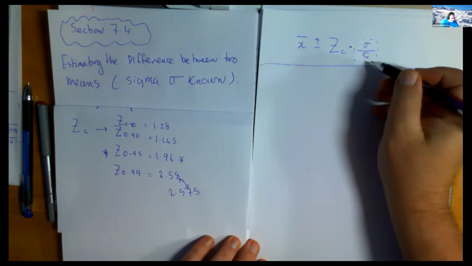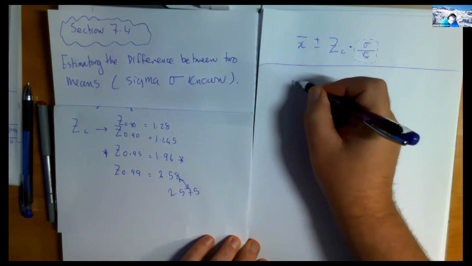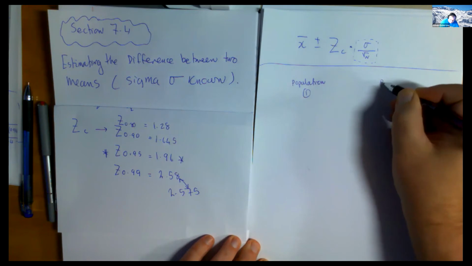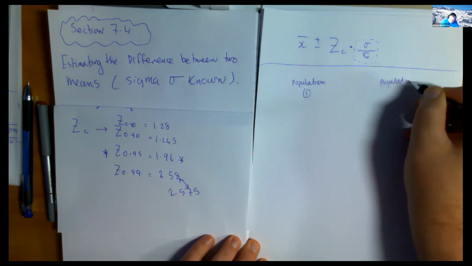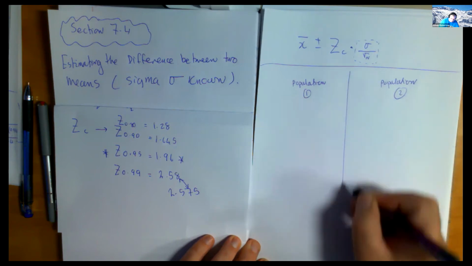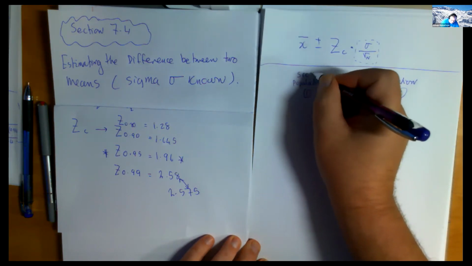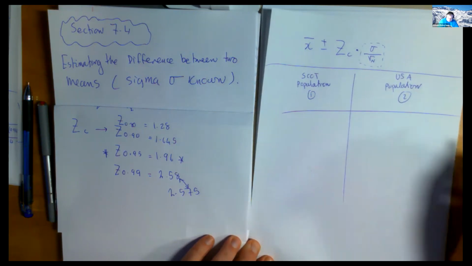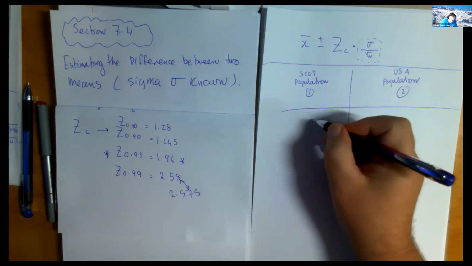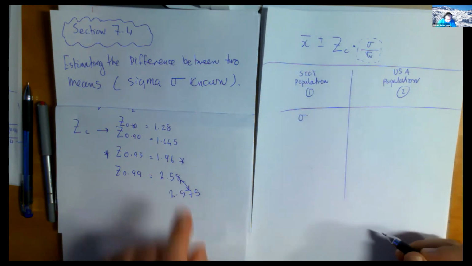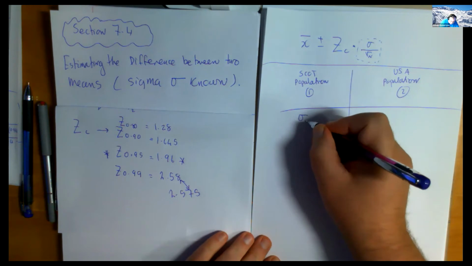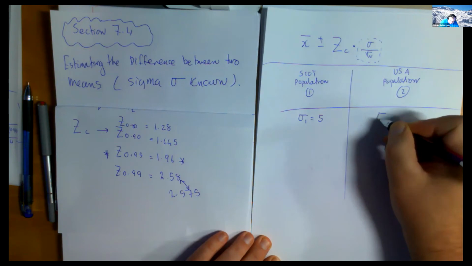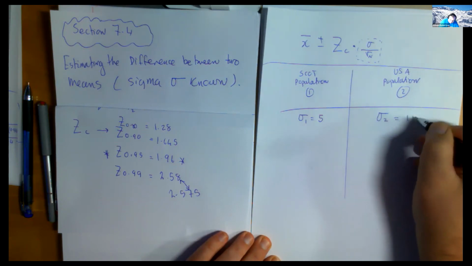So, are we good with this? Right. So, let's increase the world to 2 populations. Population 1, population 2. And let's put a story behind it. Population 1 is Scotland, and population 2 is America. I like those stories. And I know the standard deviation, sigma, is known for Scotland. So they're going to be called sigma 1, and for Scotland it's 5, and for America it's 10.